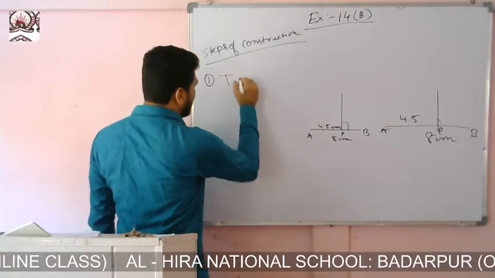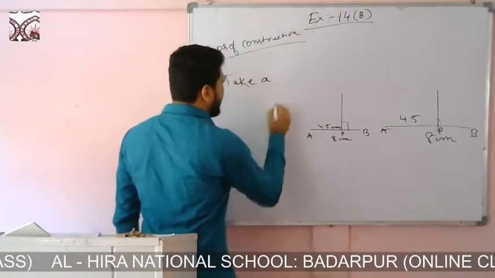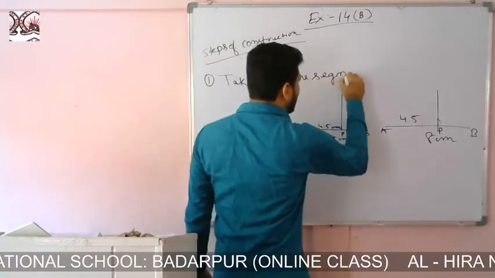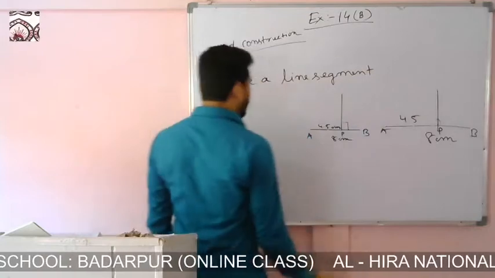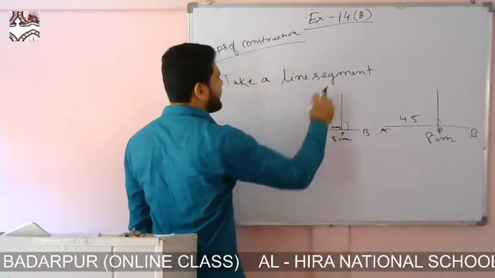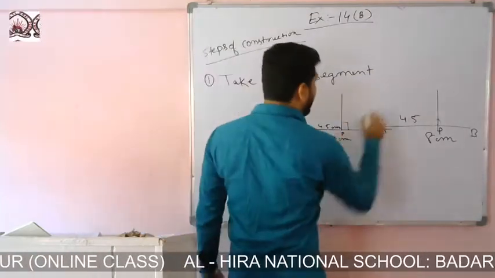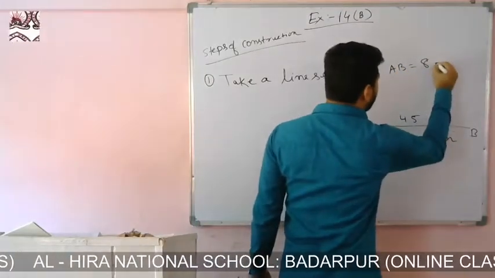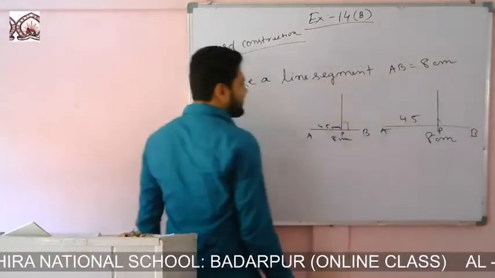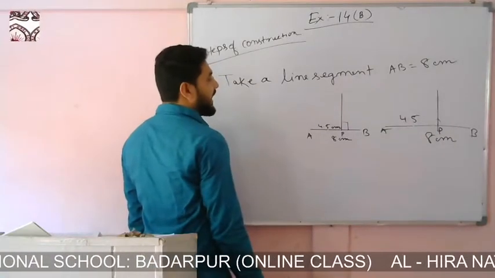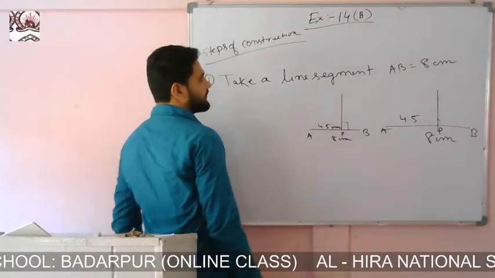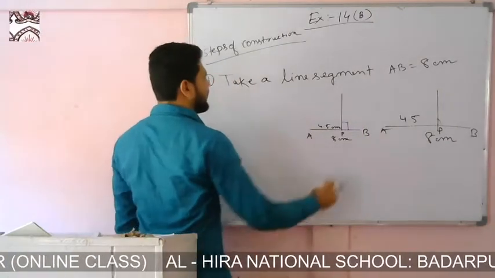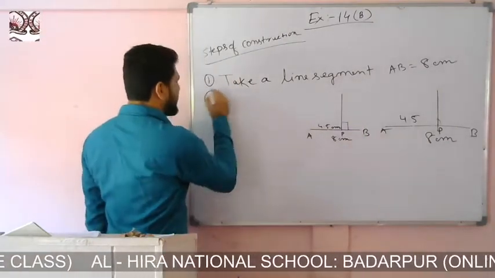Take a line segment AB equals to 8 centimeter. After that, number 2 step, what you have done?